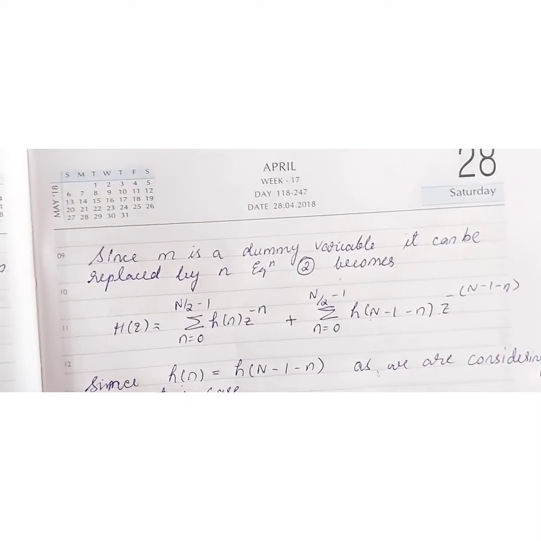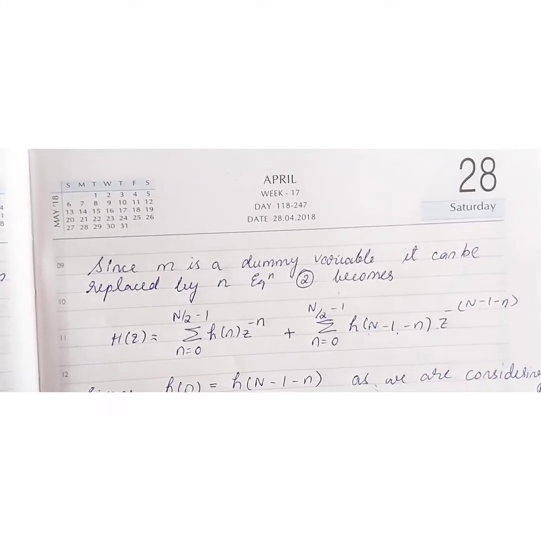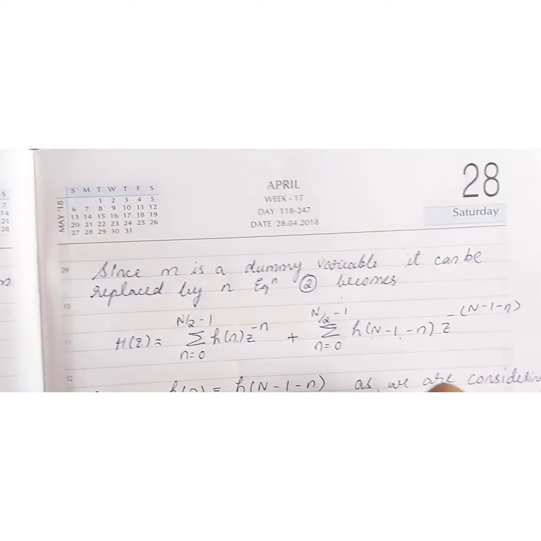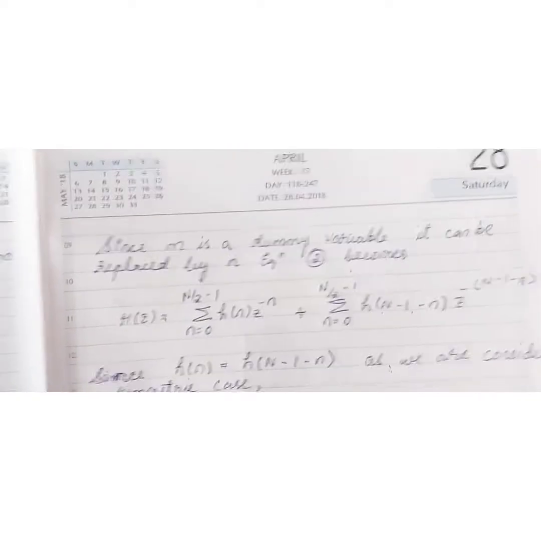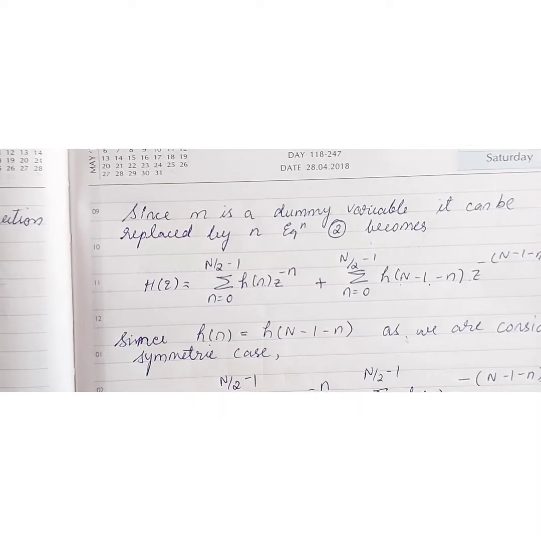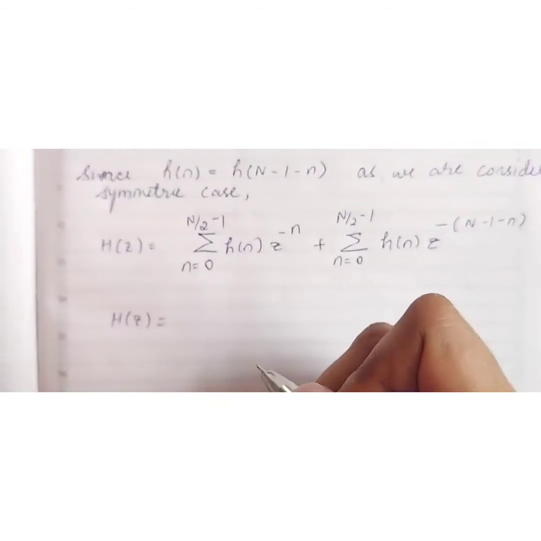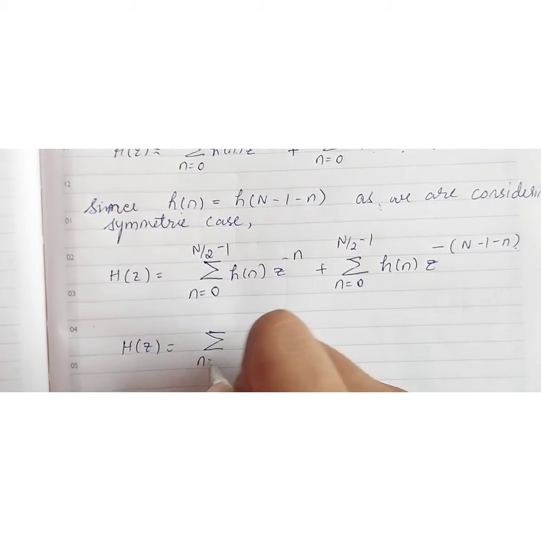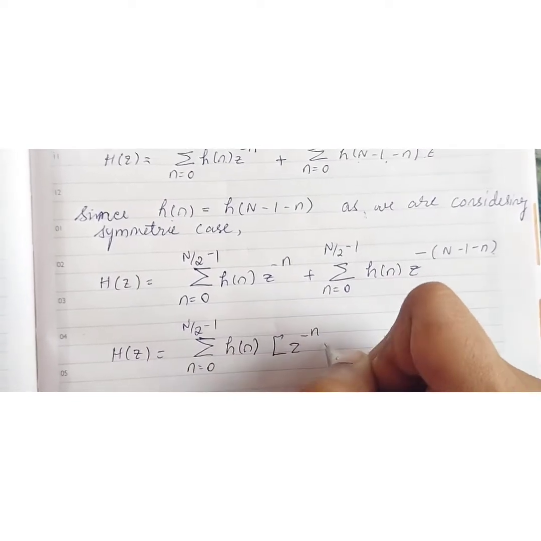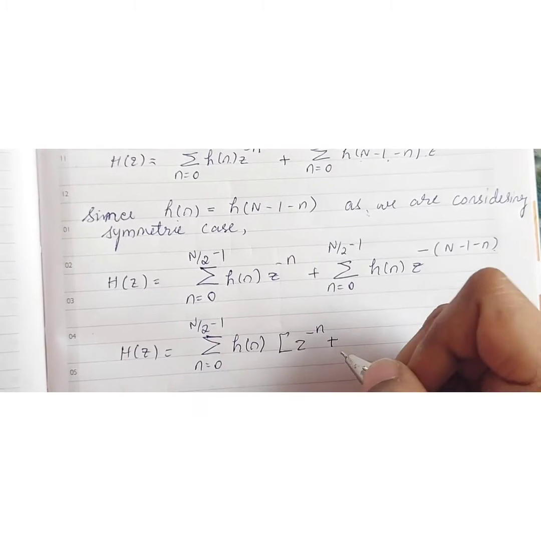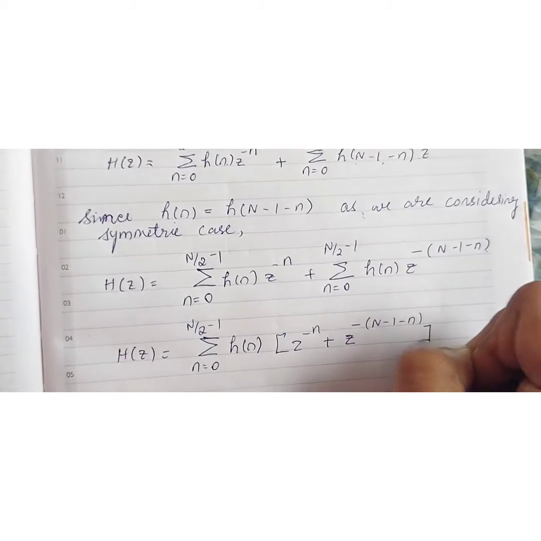So in the common summation I can write h of n, and this is the same, or if you want to rewrite it again, no problem. I can write one more step, n by 2 minus 1, h of n, z power minus of n minus 1 minus n. So you can see the summation and h of n are the same, only this term is different, right? So I can write it like this: h of z is equal to summation n equal to 0 to n by 2 minus 1, h of n into z power minus n plus z power minus of n minus 1 minus n. Okay.